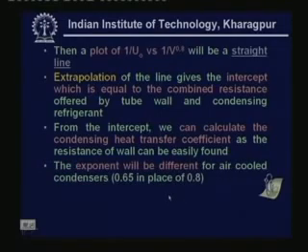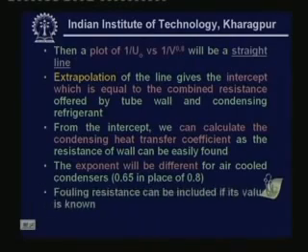The exponent will be different for air cooled condensers. That means for an air cooled condenser, it can be done with air or water or any other fluid, you have to use 0.65 in place of 0.8. Fouling resistance can be included if its value is known. So this is a very useful concept, and it is normally used for obtaining the condensing heat transfer coefficients, etc. So at this point I stop this lecture. We have completed discussion on evaporators. I will continue this in the next lecture. Thank you.